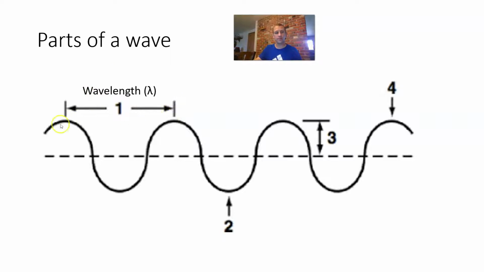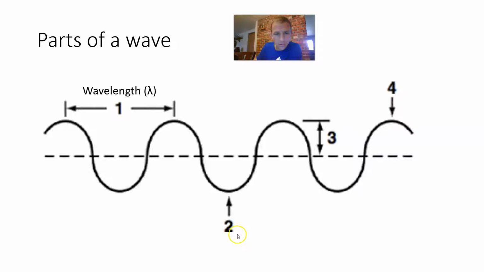So wavelength would be the high point of this wave to the high point of the next wave. And it's how long before the wave starts repeating itself. Sometimes it's represented with this little lambda symbol. So you'll see that sometimes. If you see that, it means wavelength.